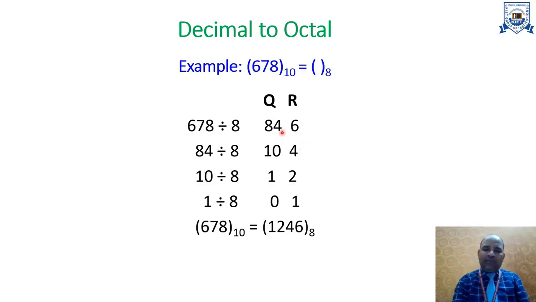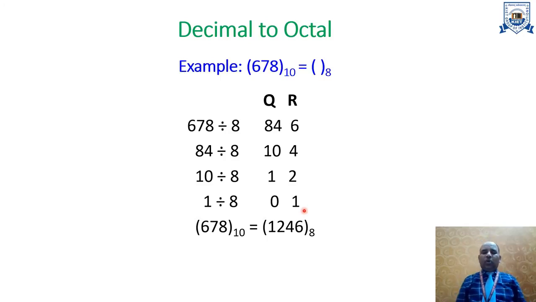Now we replace 678 with 84, and again divide 84 by 8. We get 10 as the quotient and 4 as the remainder. Now we substitute 10 in place of 84 and divide 10 by 8, and we get the quotient 1 and the remainder 2. Continuing the same iterations, we substitute 1, which we computed in the previous iteration as the quotient, in place of 10. Now 1 is divided by 8, and we get 0 as the quotient and 1 as the remainder.